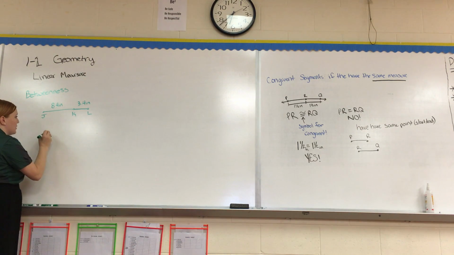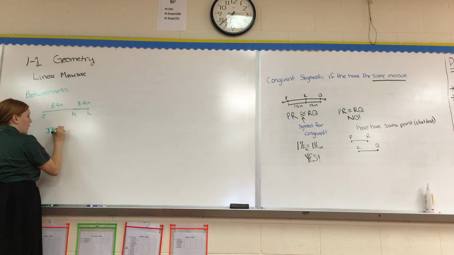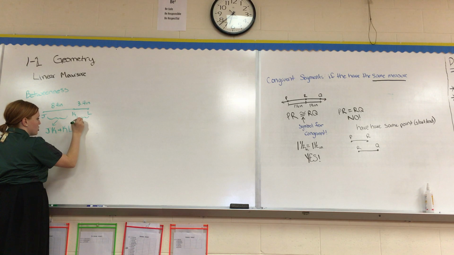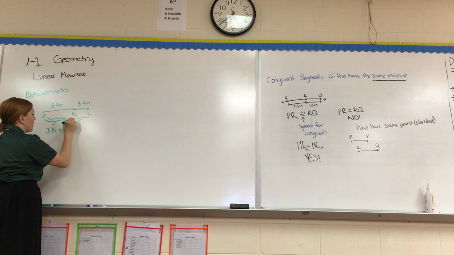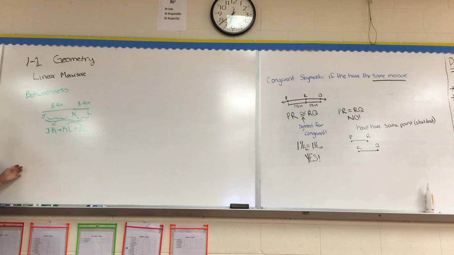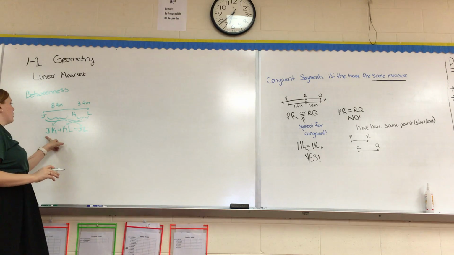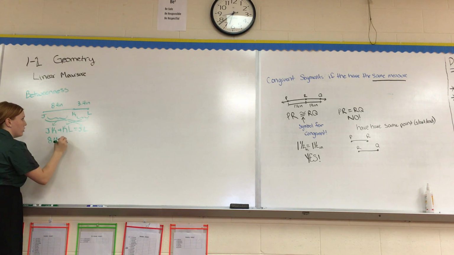Okay, in order for it to be betweenness, remember JK plus KL, so this section plus this section has to equal the total, which is JL. Okay? So, what's JK? JK is 8.4. What's KL? 3.4.